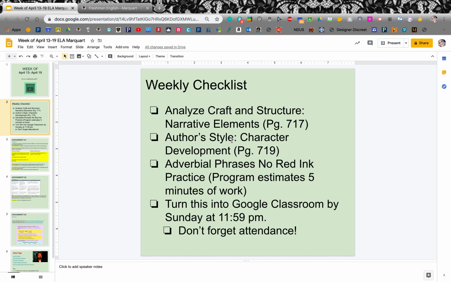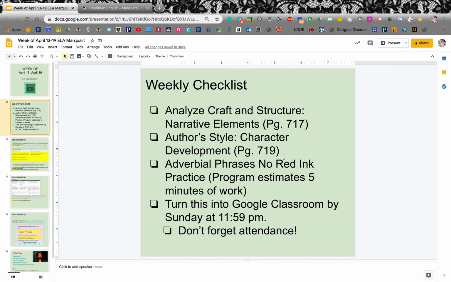The next one is author style, specifically character development. And the activity for this one is pulled from 719, if that helps you. I kind of like the textbook in front of me. And then one of the other goals was to look at adverbial phrases, so we're going to do a no red ink activity. The program estimates it should take only about 5 minutes of work. So I'm hoping we don't go over on time for how much time we're supposed to be spending on English this week. And of course, turn this all into Google Classroom no later than Sunday at 11:59 p.m.